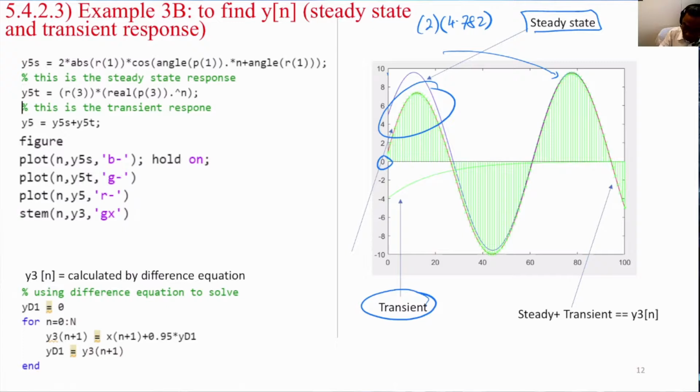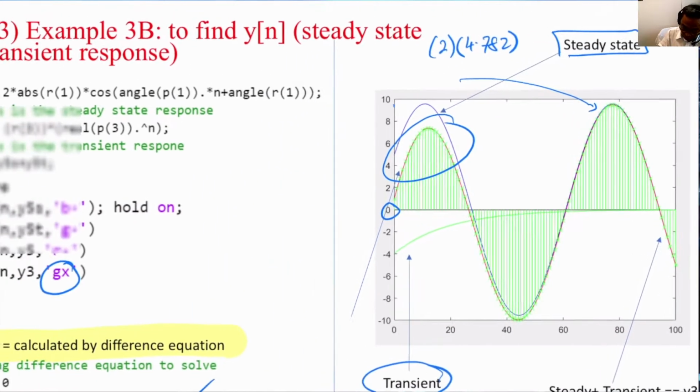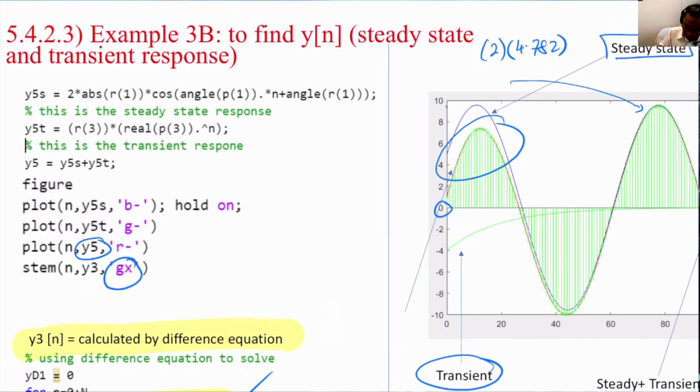Now, to be absolutely sure that I didn't get it wrong, I write the difference equation, send my x into the system and simulate the difference equation here, and I also plot y3, which is plotted as the green x. So you realize that the green x is the same as the red, and the red is the sum of the steady state and transient.